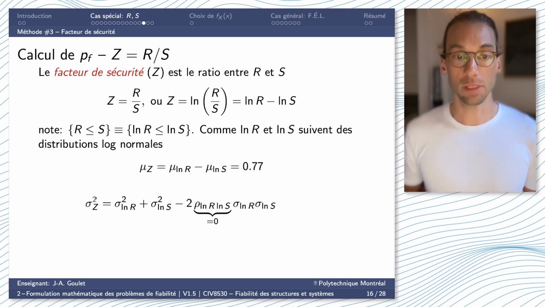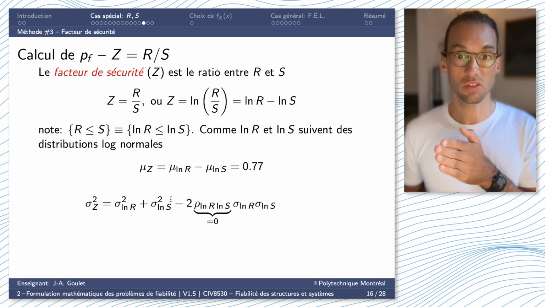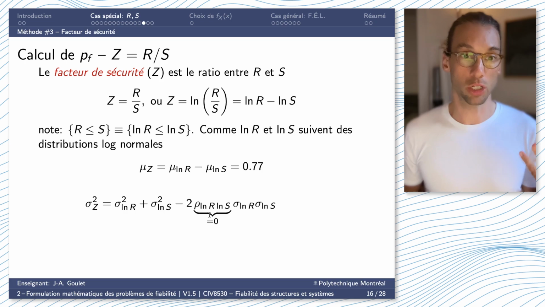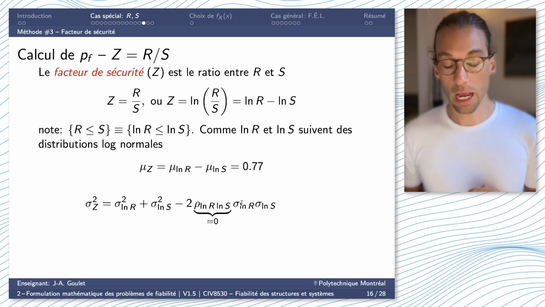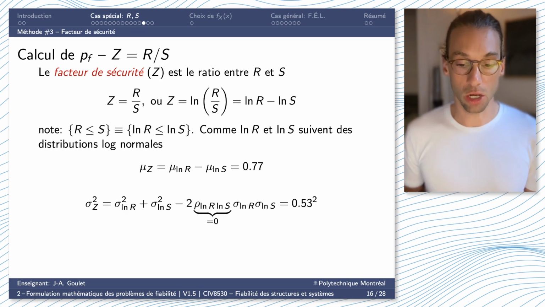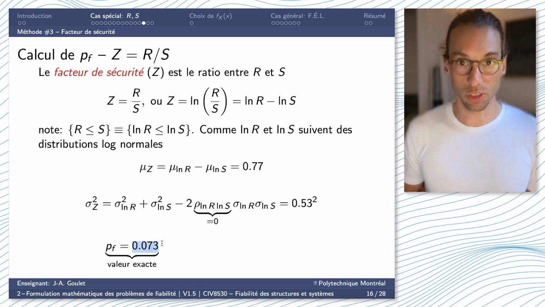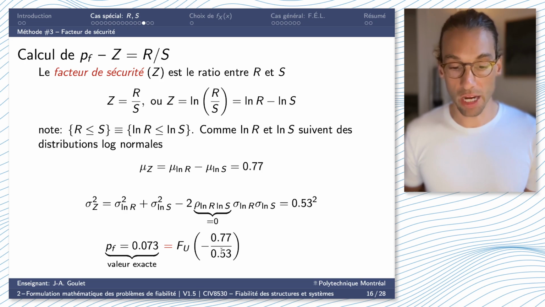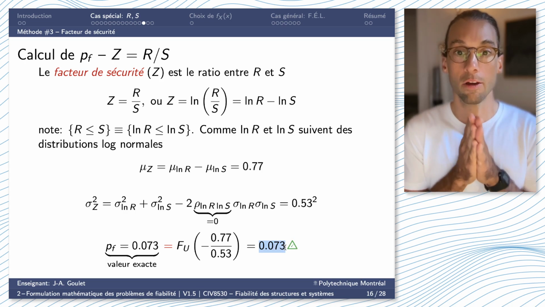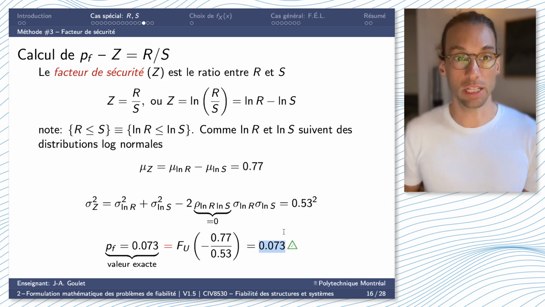And the variance of Z is going to be the sum of the variances in the log transformed space minus 2 times the correlation coefficient, in this case 0, times the respective standard deviations taken in the log space. That would give me a standard deviation of 0.53. So we said earlier that the exact value for the probability of failure was 0.073. In this case, if I take the ratio of the mean and the standard deviation and evaluate the standard normal CDF for this, I'm going to get 0.073. So we can see that here we have an exact representation if we take a safety factor to represent the failure domain of my probability of failure.